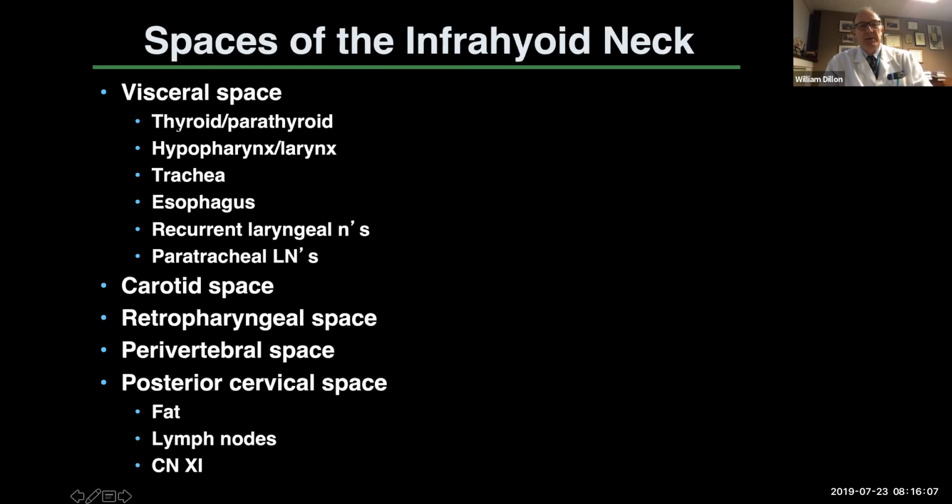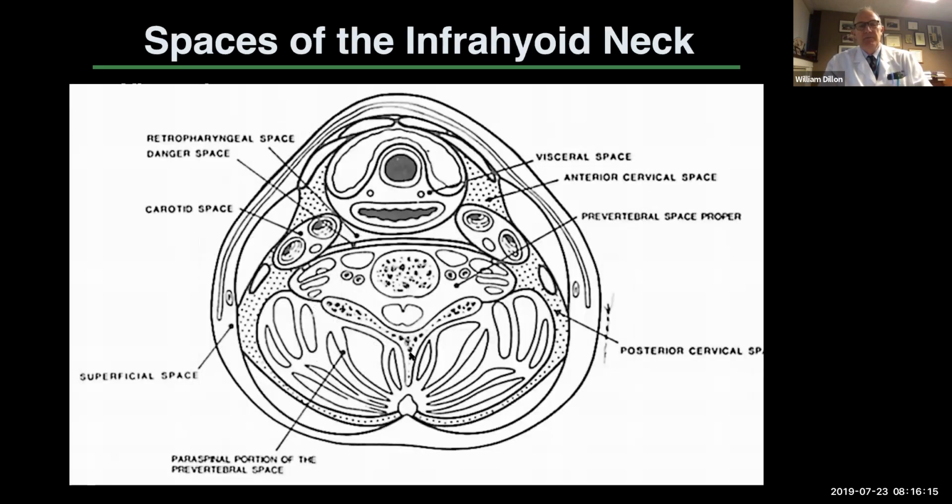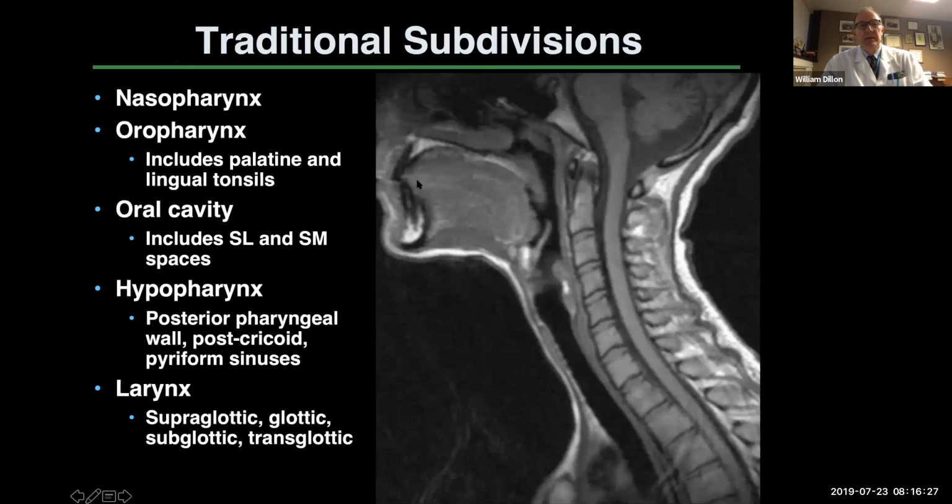The visceral space surrounding the thyroid and these structures, the carotid, retropharyngeal, etc. spaces. And so it's a little bit different, but these spaces can be used in the same way as I've been talking about. That is a mass around the thyroid gland we think of as the visceral space.